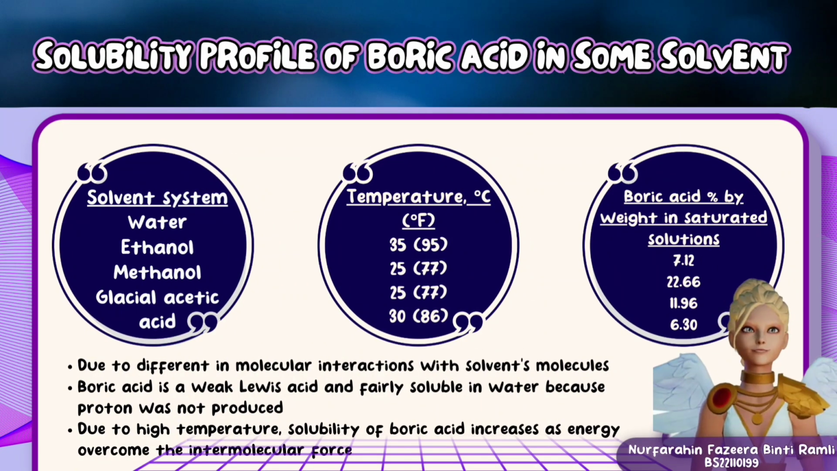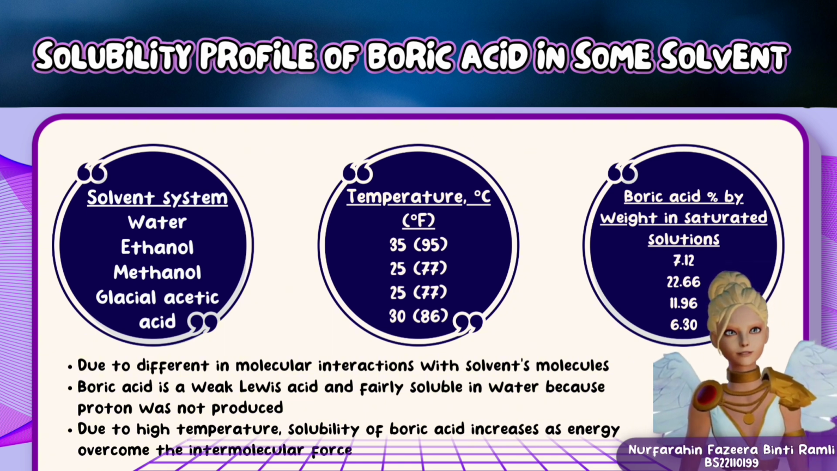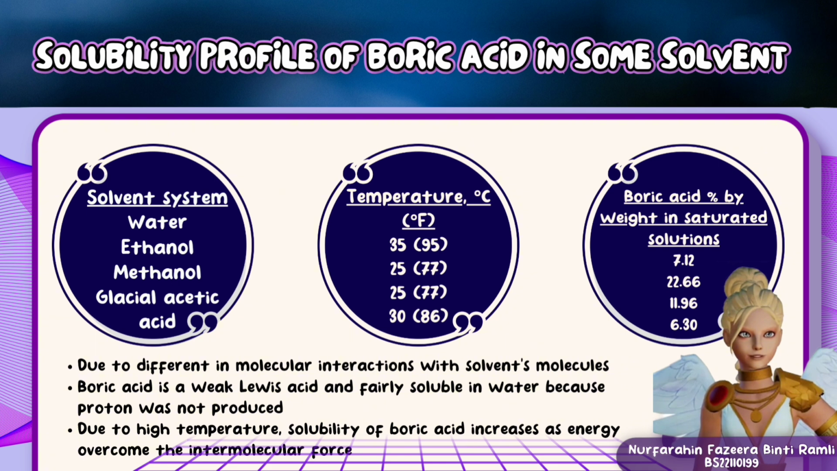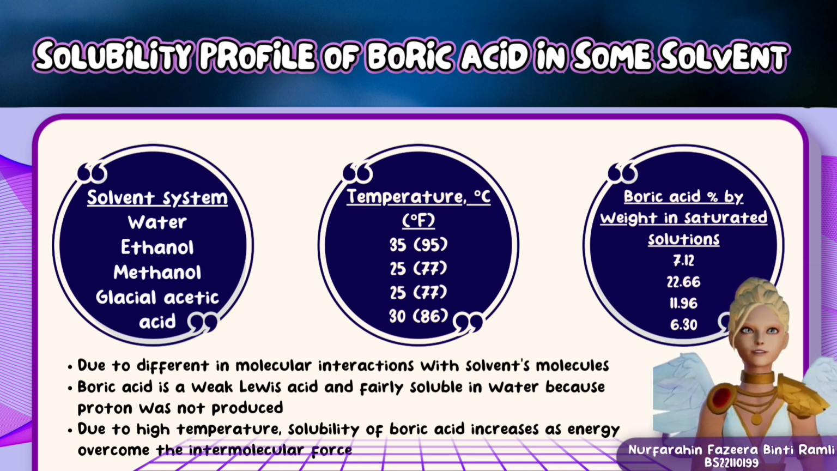This is the solubility profile of boric acid in some solvents that includes solvent system, temperature and boric acid percentage by weight in saturated solution. The solubility profile here means how the boric acid solubility changes under varying temperature from different solvents. In this case, the solvent systems used are water, ethanol, methanol and glacial acetic acid.